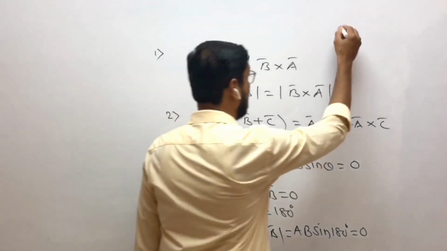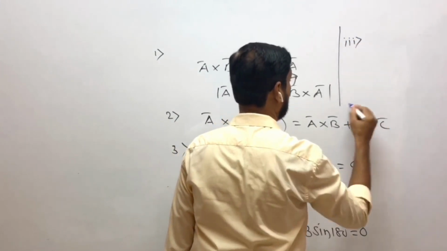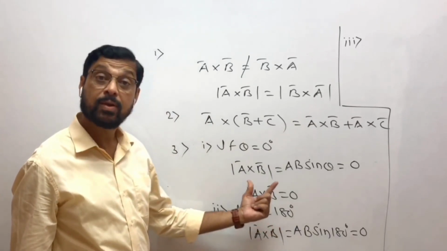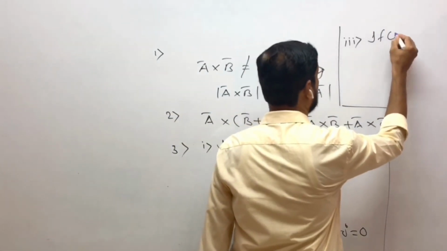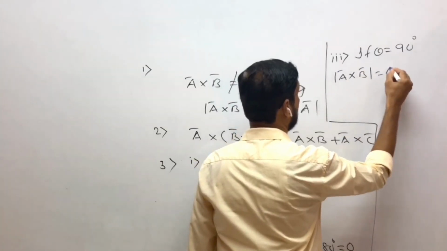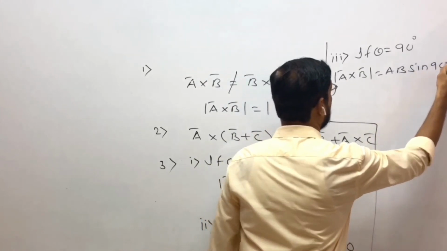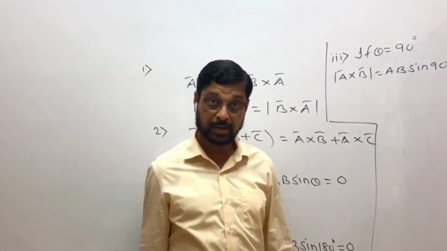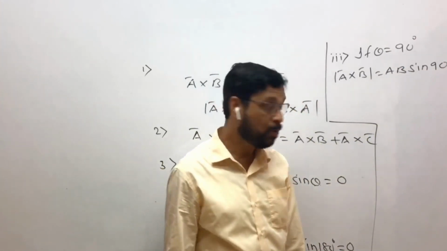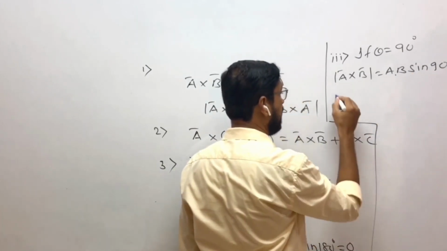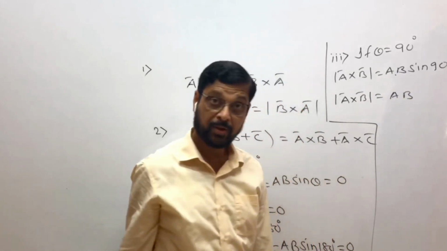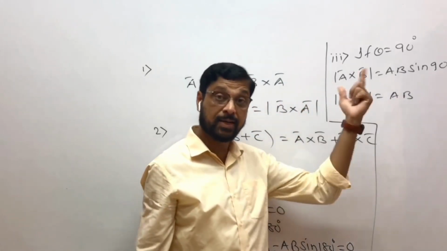And the third point, if theta is equal to how much? 90 degree. If theta is equal to 90 degree, then mod A cross B will be AB sine 90. Isn't it? Theta is equal to 90 degree. And what is sine 90 equal to? 1. Sine 90 is equal to 1. So AB into 1, that will be AB, means mod of A cross B will be equal to AB. So that is the third point in the third characteristic.